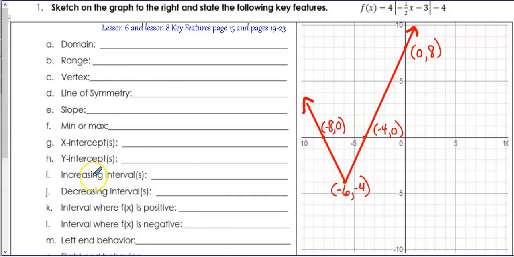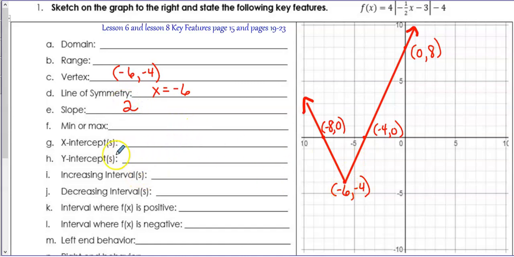Okay, so these are not in the same order as the ones that we did for the classwork, but we will start with the same place I usually start, which is vertex. So I always start at vertex. Vertex is -6, -4. The line of symmetry matches the x value. The slope here, well, let's see. The slope is going to be 4 times the absolute value of 1/2, which is 2. I can also check it here. I can count up 2 over 1, up 2 over 1. So I know that the slope is 2.